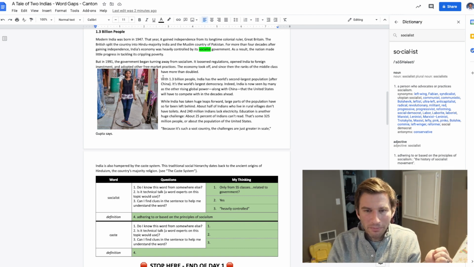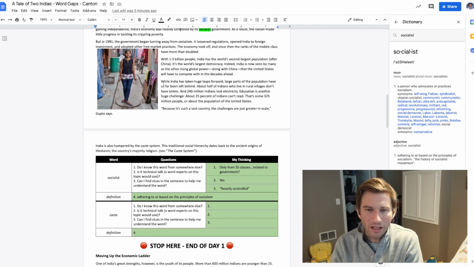With 1.3 billion people, India has the world's second largest population. It's the world's largest democracy. Indeed, India is now seen by many as the other rising global power, along with China, that the United States will have to compete with in the decades ahead. While India has taken huge leaps forward, large parts of the population have so far been left behind. About half of the Indians who live in rural villages don't have toilets, and 240 million Indians lack electricity.